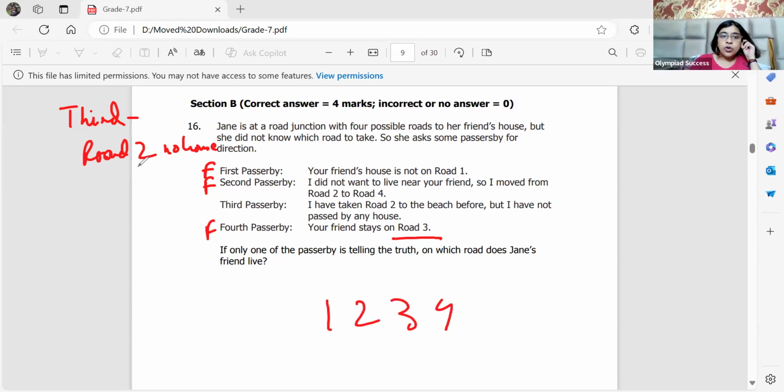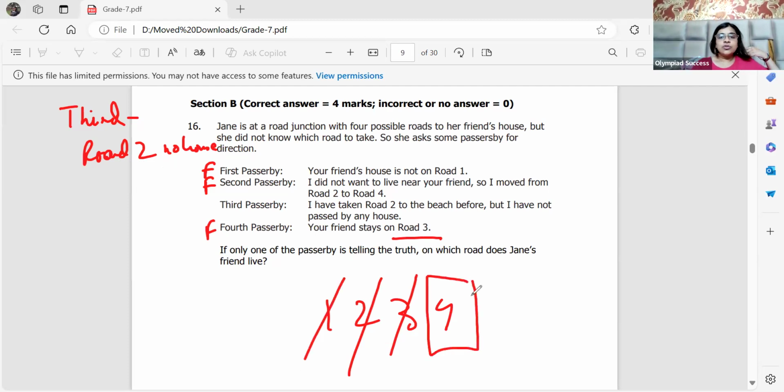See, road number 2, no house, eliminated. Road number 3, it is saying that it stays on road 3, so this is also eliminated. First person saying that your house is not on road 1 is false. So automatically now your house goes to 4. So now you can say that she lives on road number 4. It was also working in the first case, Arnav, but we were still not sure because one sentence got contradicted.